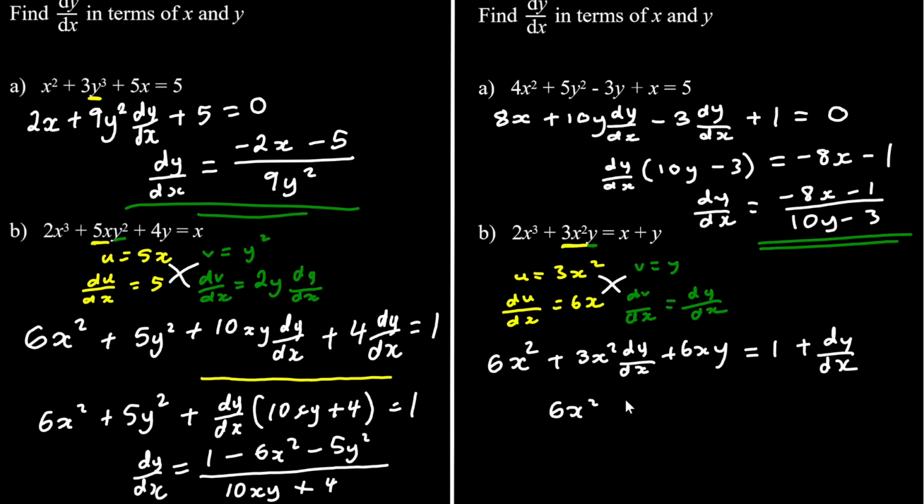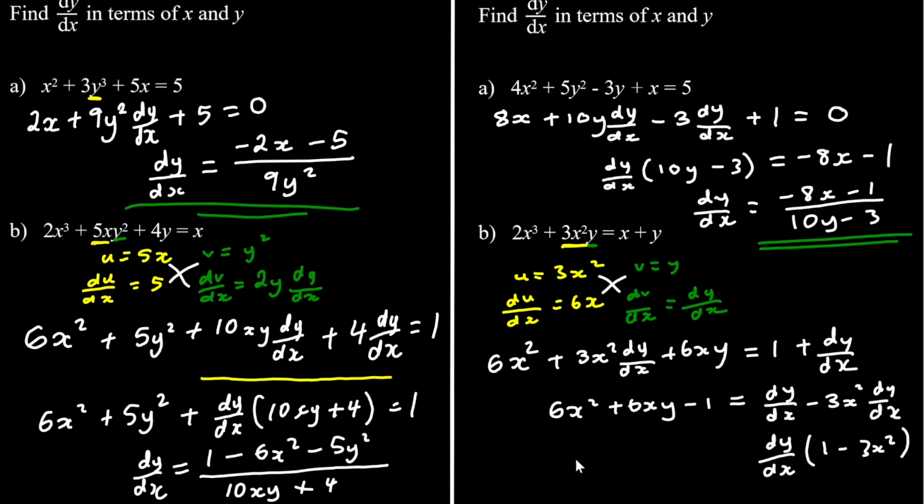So 6x squared plus 6xy minus 1 equals dy/dx minus 3x squared dy/dx. Then factorize out the dy/dx. So dy/dx times 1 minus 3x squared equals 6x squared plus 6xy minus 1.